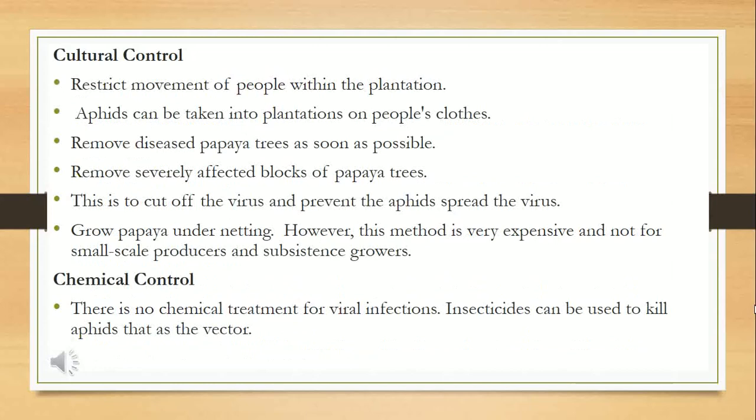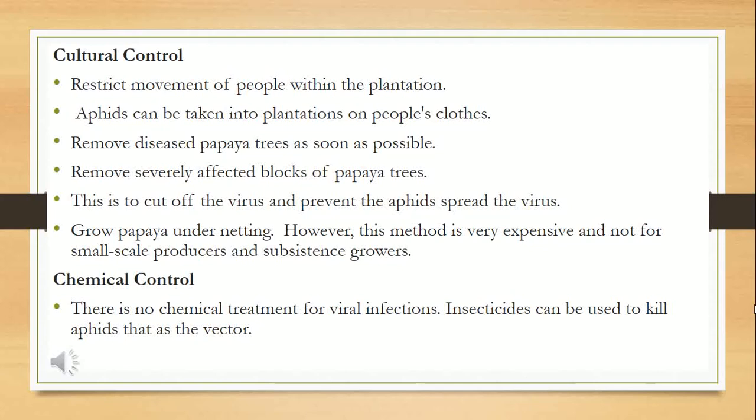The next disease management for PRSV disease is cultural control. Through cultural control, farmers should restrict the movement of people within the plantation. This is also happening in our daily life currently due to the COVID-19 pandemic in our country. We name the lockdown as Movement Control Order or MCO. Both actions have the same objective, which is to prevent the spreading of virus.